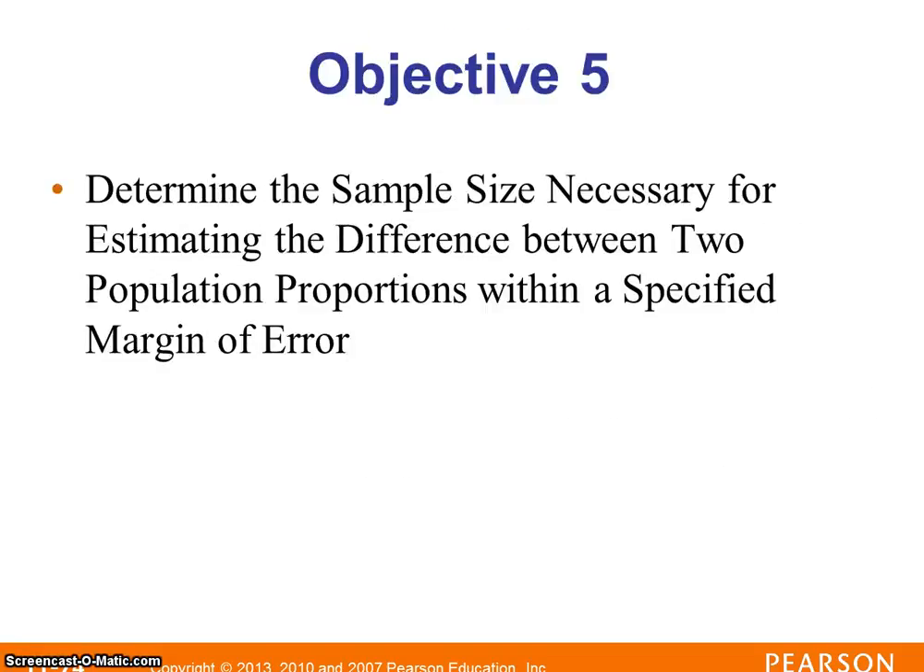So objective 5 then would be to determine the sample size necessary for estimating the difference between two population proportions with a specified margin of error. I don't know if I'm going to have you do this on the exam or not. The formula isn't really all that hard. But there will be a couple of homework problems where you'll have to do this. So I just wanted to talk about this.